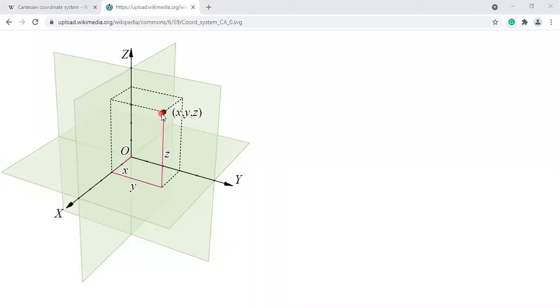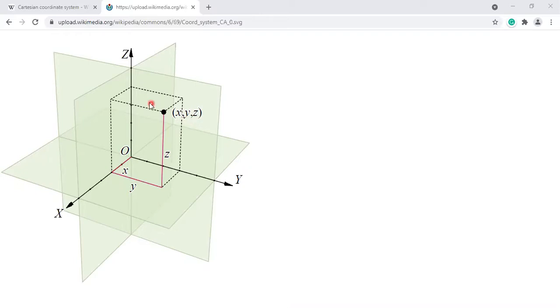Any point in three dimensions can be defined by using rectangular coordinates or Cartesian coordinates. For any point x, y, z, x corresponds to the x coordinate, y corresponds to the y coordinate, z corresponds to the z coordinate.